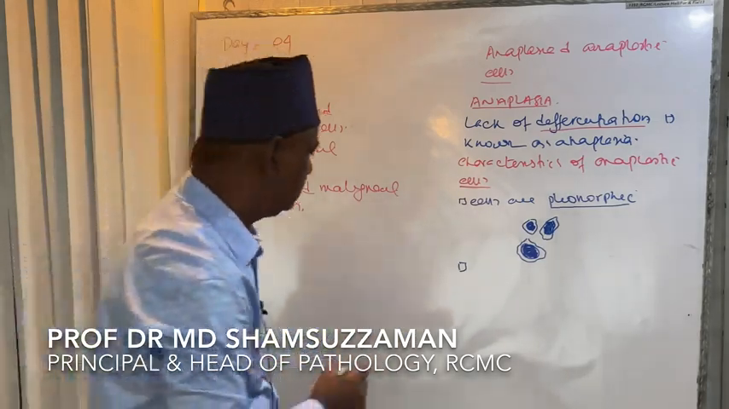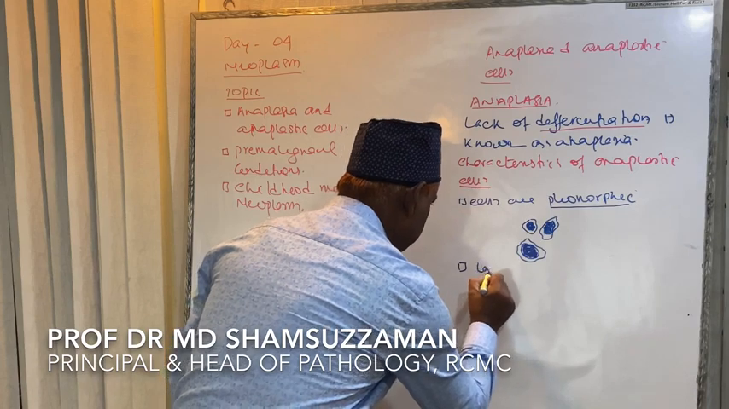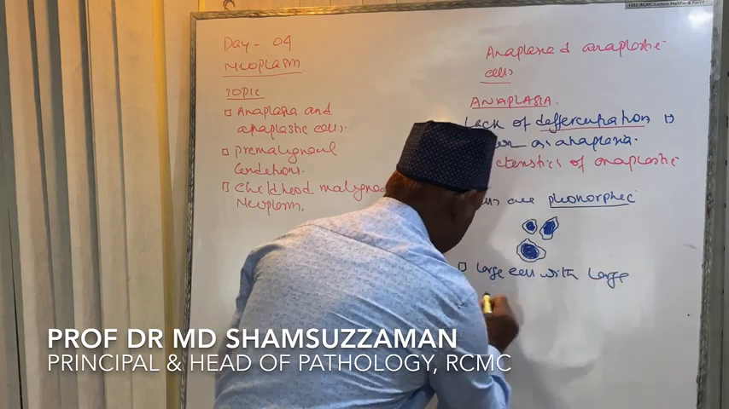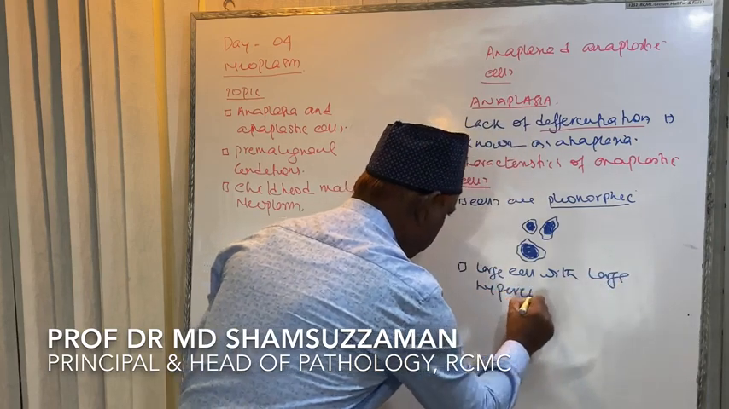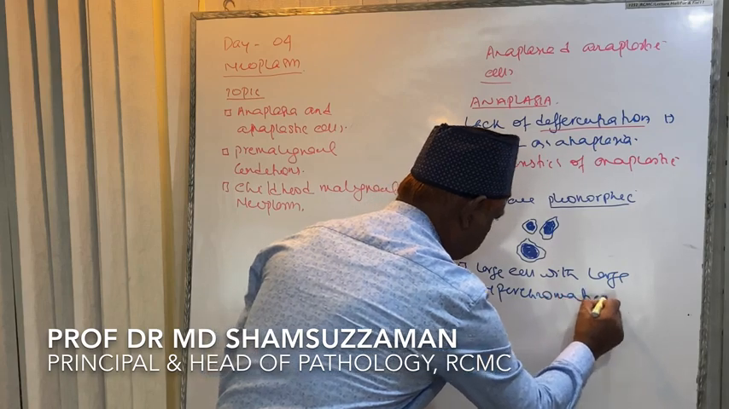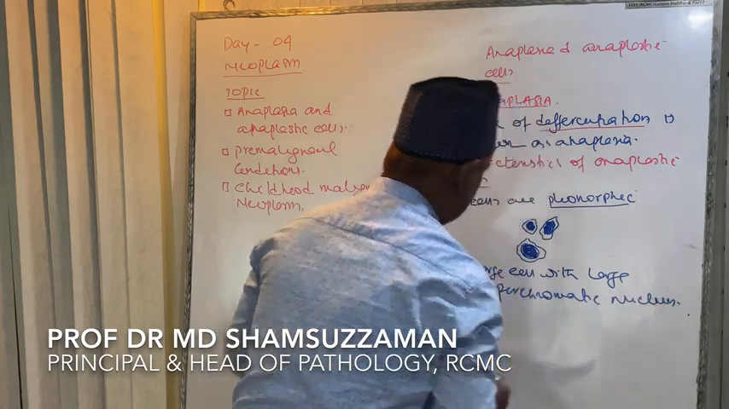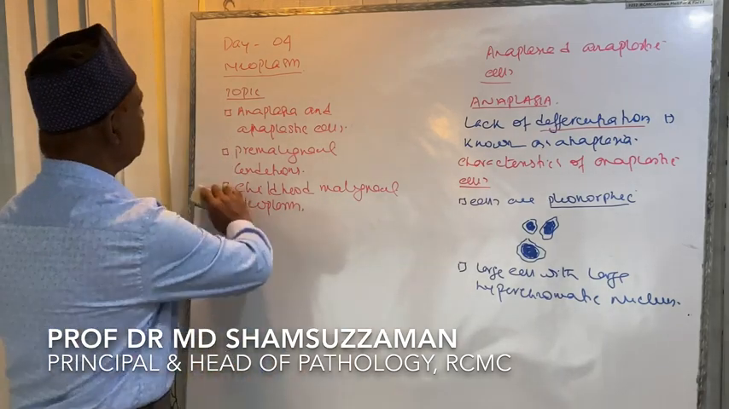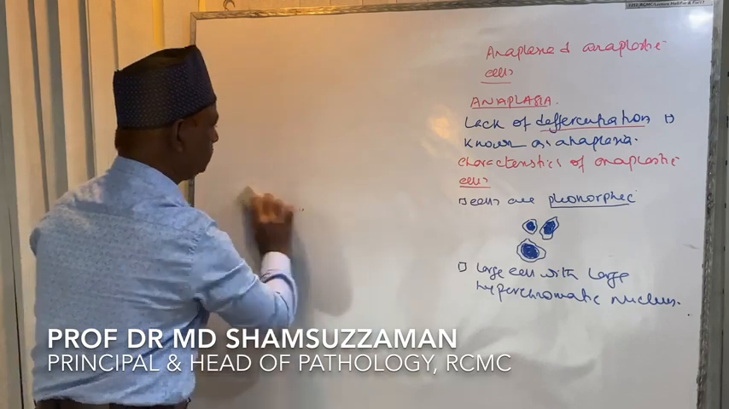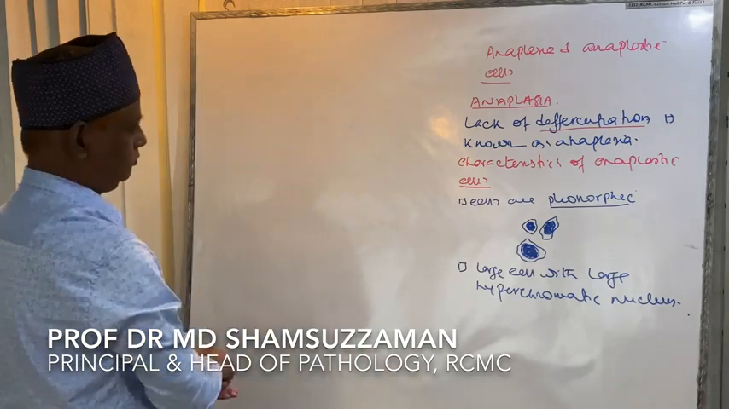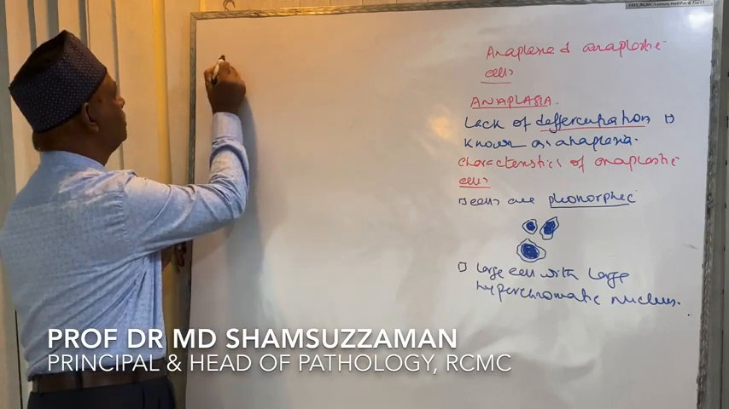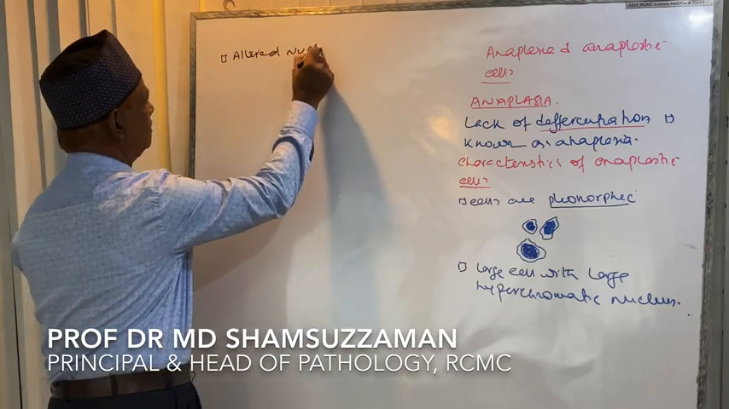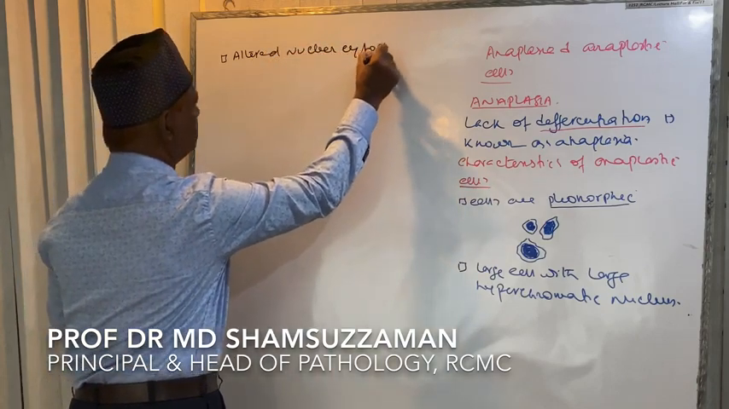If we consider a single anaplastic cell, it is a large cell with a large hyperchromatic nucleus. So a large cell with a large hyperchromatic nucleus when we consider a single anaplastic cell. Altered nuclear cytoplasmic ratio.